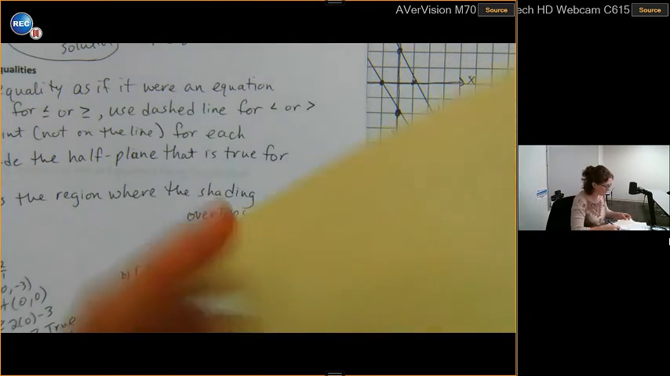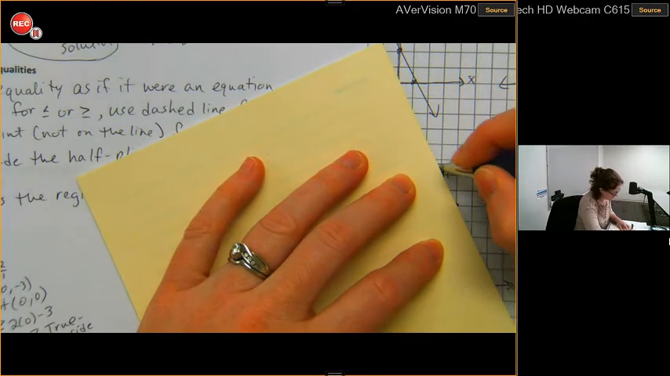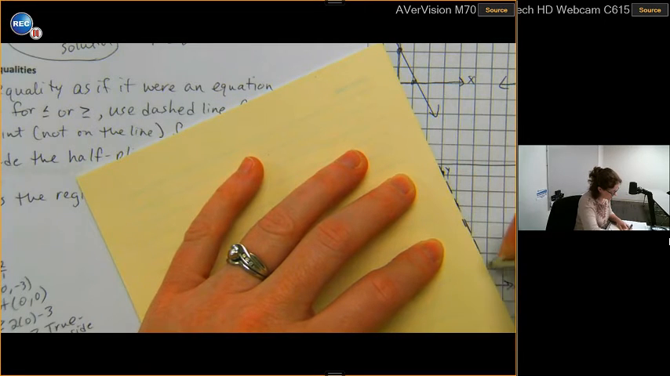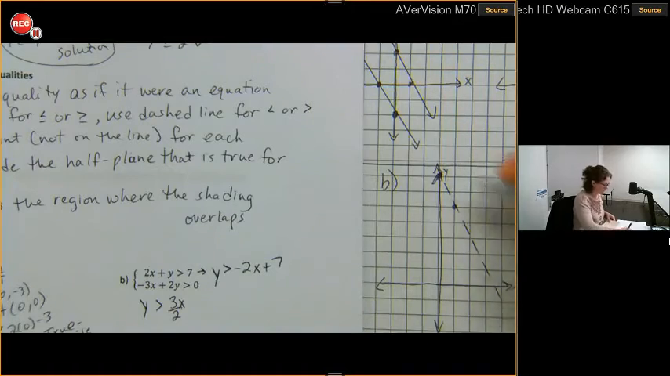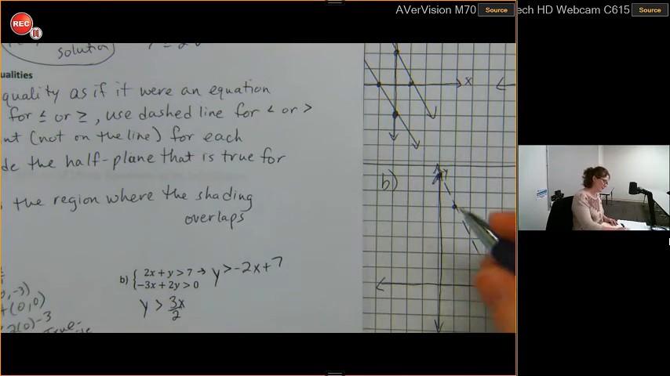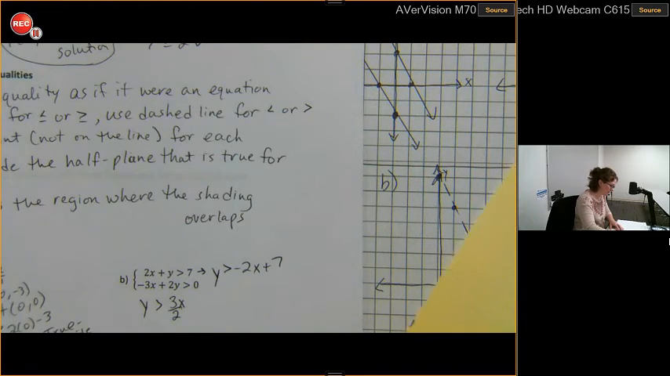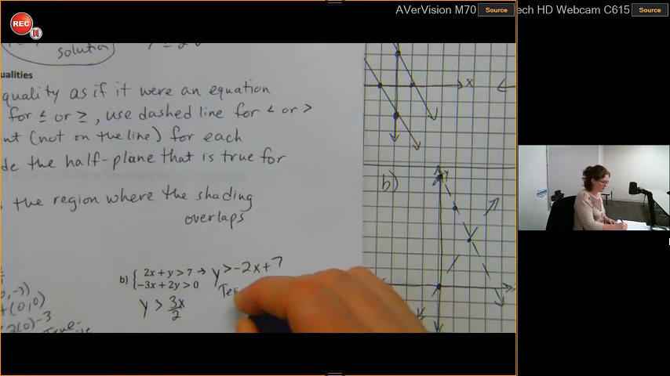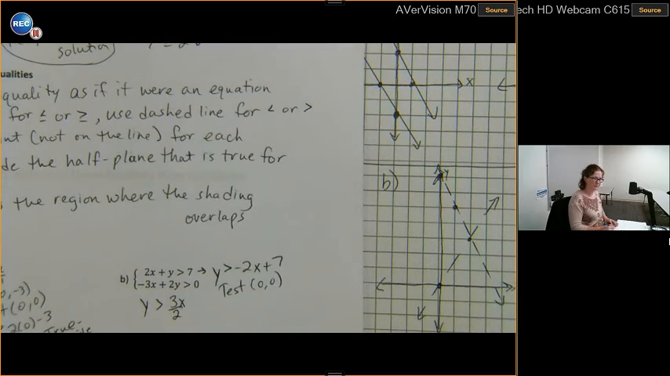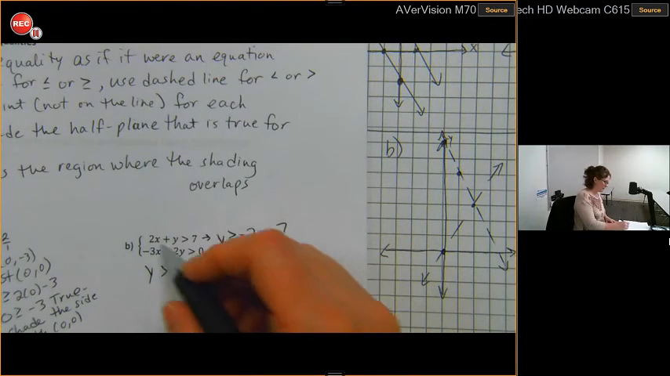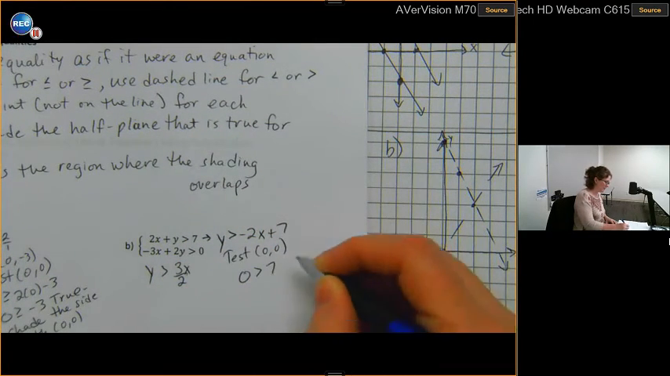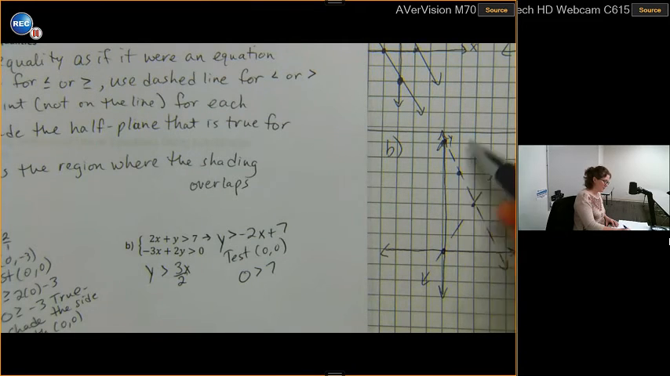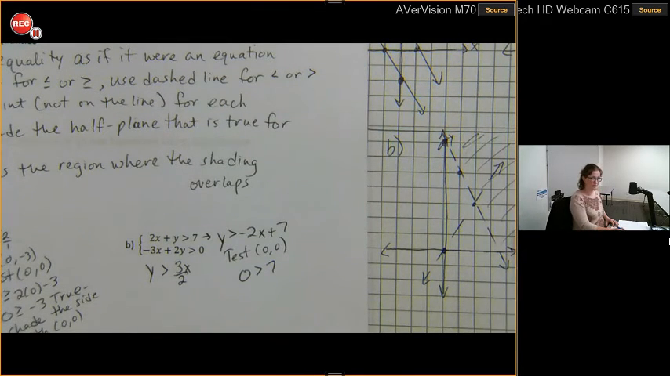So there's my 7, down 2 over 1. Dashed line. And then the other line goes through 0, has a slope of up 3 over 2. It is also a dashed line. For my test point, I can use 0, 0 for this line. And when I put that in, I have 0 is greater than 7. That's false. So that means this line is shaded above because that's where the 0 is not.